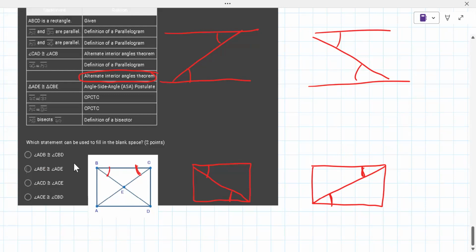Is CBD in there? That is in there. CBD is in there, but then it's A. There it is. I'm sorry. It's the first one. So ADB is this angle down here. And then the top one, CBD, is this one right up here. Yeah. So I think that does it for that one.